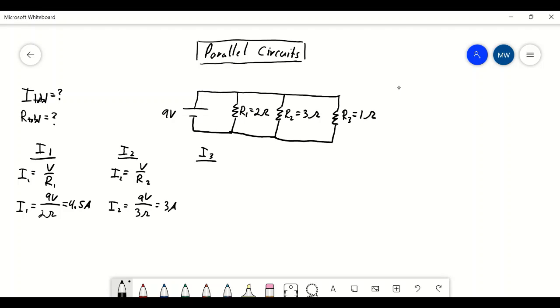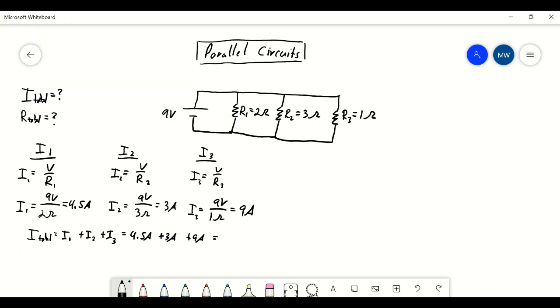And we'll do the same thing for the last branch. I equals V over R. This is the third resistor. So we've got 9 volts divided by our 1 ohm resistor. We get 9 amps of current for the third one. So to find the total current, we just add them all up, right? So I total would be I1 plus I2 plus I3. So we have 4.5 amps plus 3 amps plus 9 amps. We get 16.5 amps of current. That's what's flowing through the battery, right?